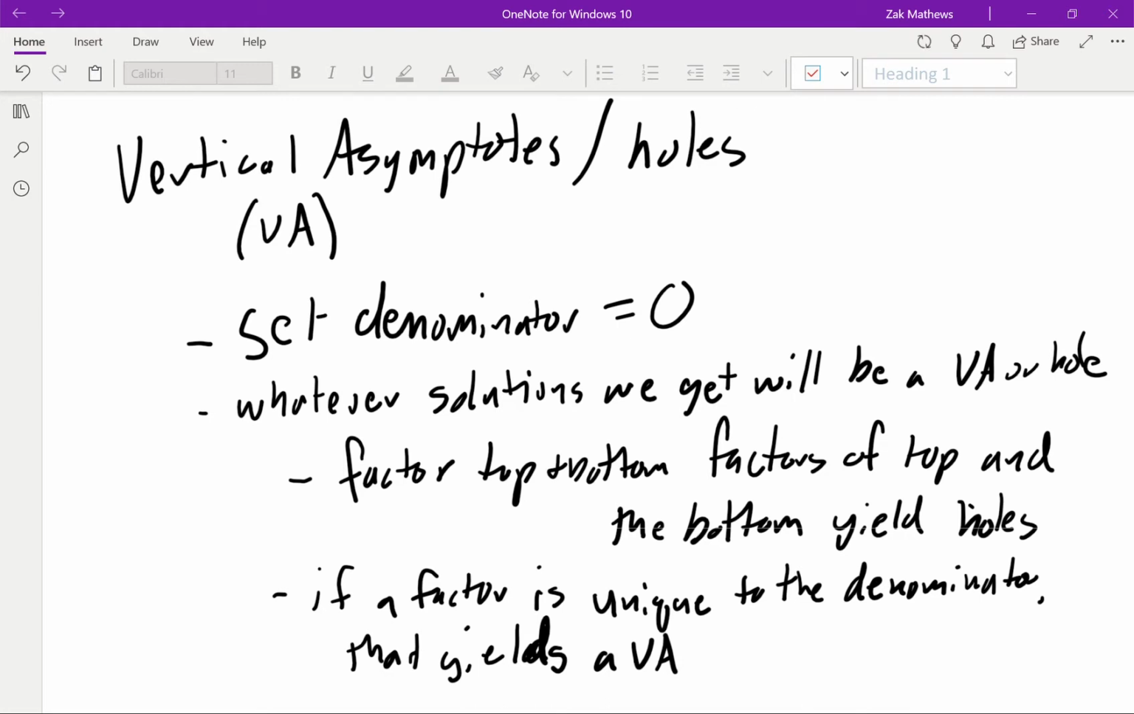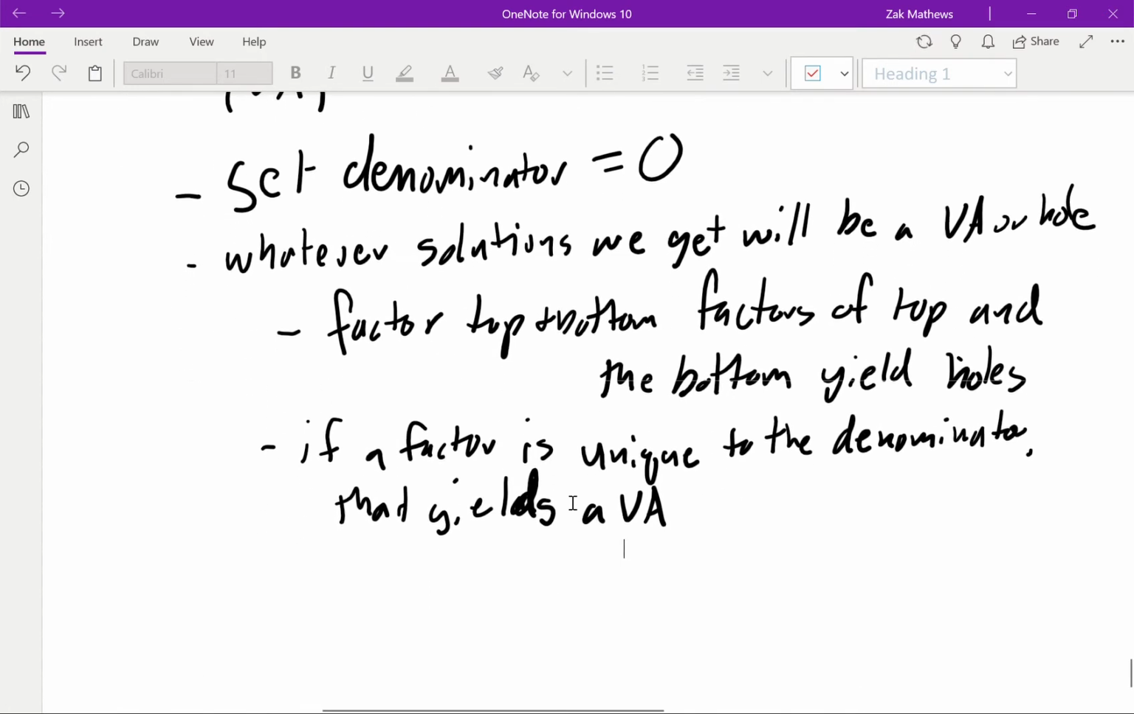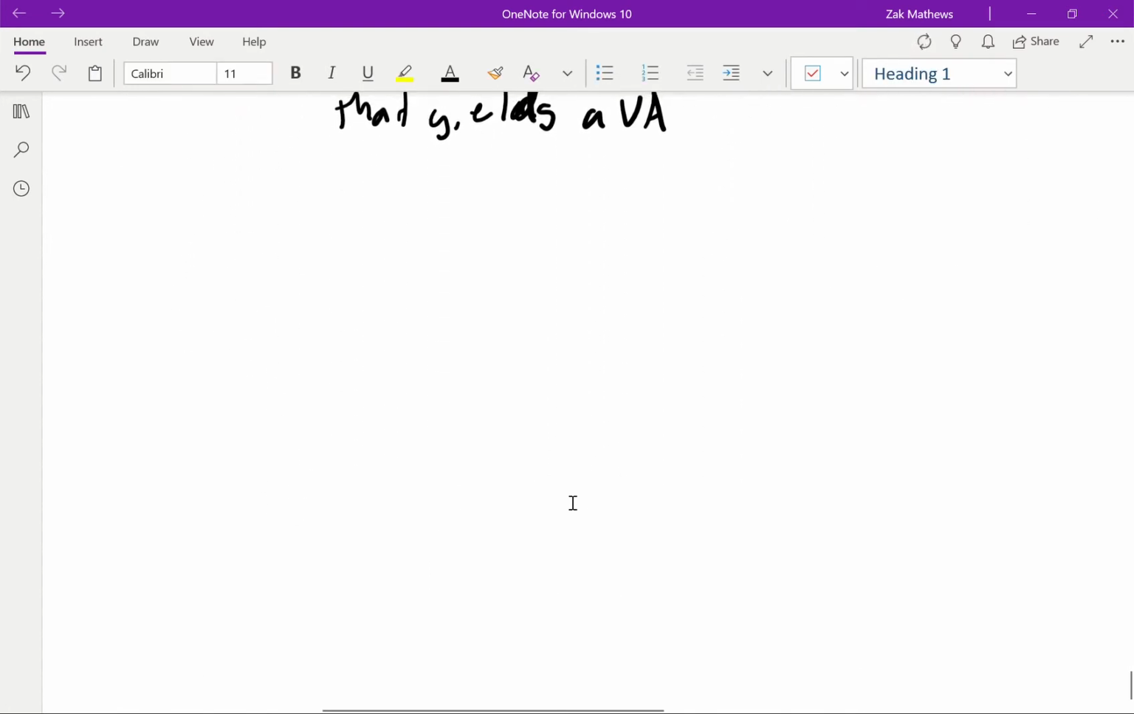So really, I kind of write these out of order. What we are doing is we are setting that denominator equal to 0, but it does help just to go ahead and factor top and bottom first. Because if I can see what those factors are, then I can set the denominator equal to 0, in both cases solve them, but I'll know whether they're going to be holes or vertical asymptotes. So let's do an example.